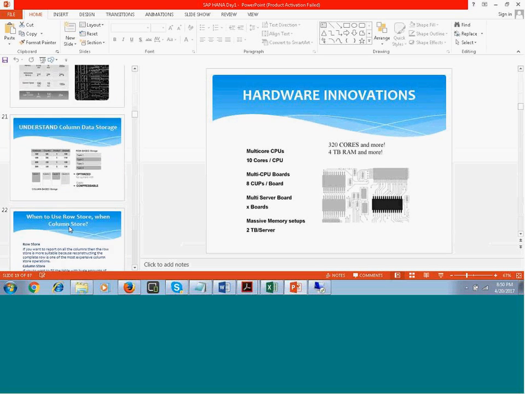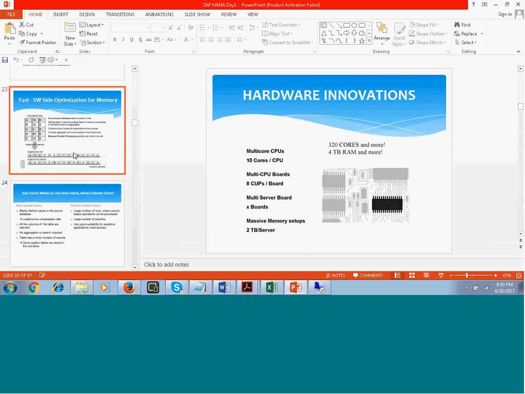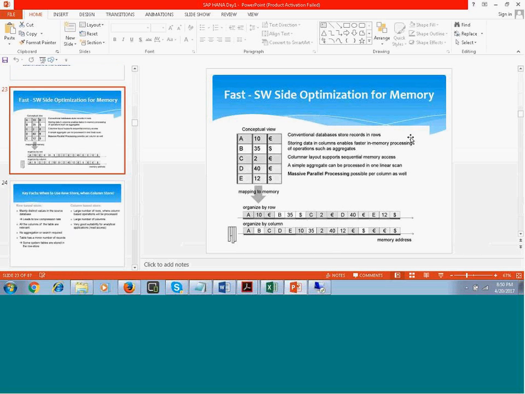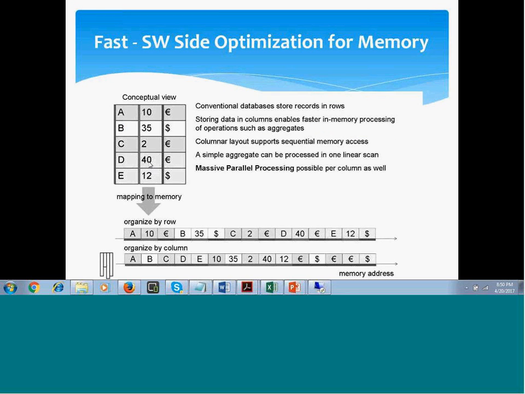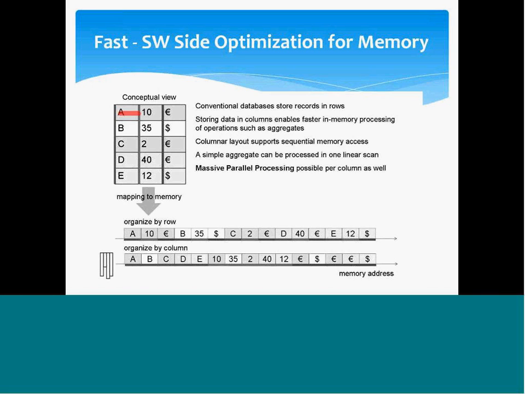What improvement did they make on the software side? The traditional database stores the data row based. How do we store data row based? Let's see. This is the first row, we store it like this. This is the second row, the third row, the fourth. That is how we store the data row based.